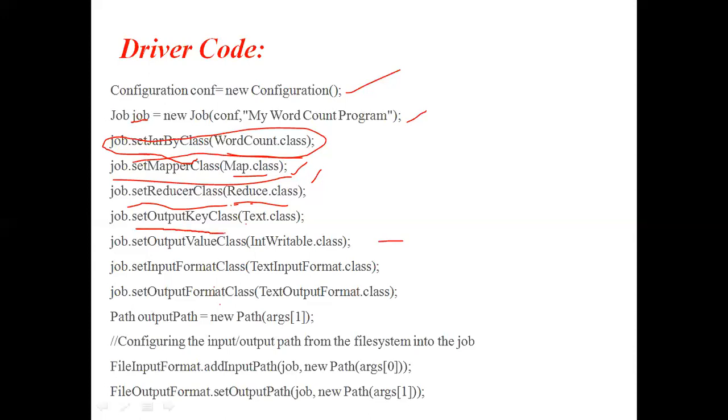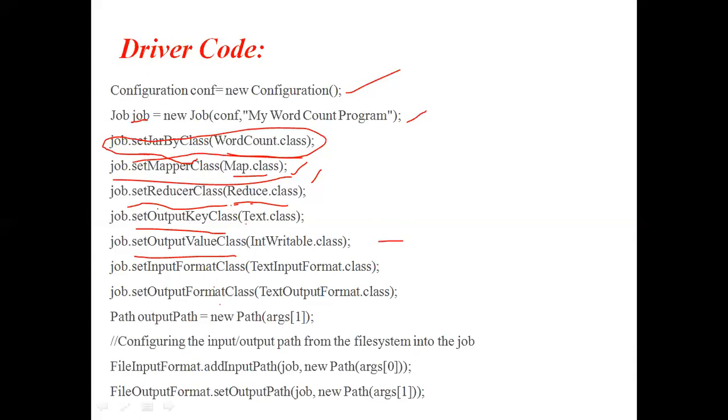Next, see here, two more methods are there: set output key class, set output value class. What is the use of set output key class and set output value class? These two methods are predefined methods in the job class. Okay, these output key class, output value class will decide the format, first one, output key class.